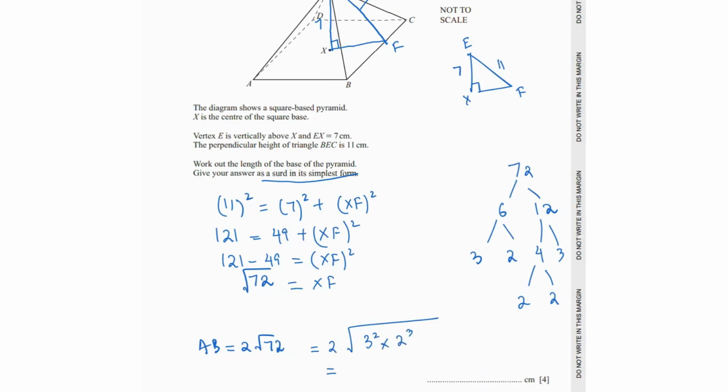3 squared comes outside as 3. And 2 cubed is 2 squared times 2. So 2 squared comes outside as 2. So we're left with 2 inside. That's 12 root 2 centimeters. That is the length of the base of the pyramid in its simplified form. If you just give it as 2 root 72, you won't get full marks. They will deduct 1 mark because they want the answer in simplified form.